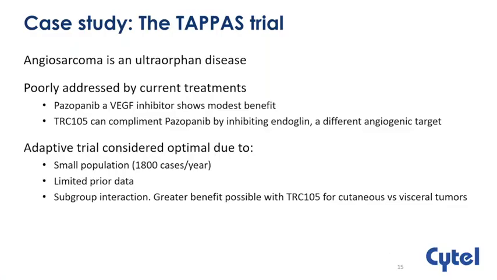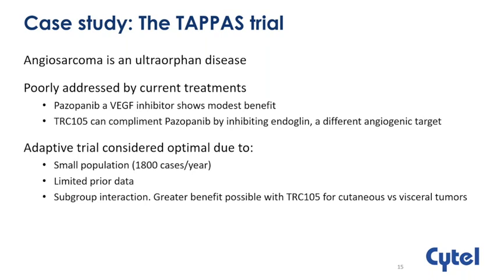We're going to see this in a case study taken from the area of angiosarcoma, which is an ultra-orphan disease. In this disease, we have a monotherapy which has been used, which is pazopanib, a VEGF inhibitor which shows modest benefit. And then we have the treatment of interest, which is TRC-105, which can be used in combination with pazopanib to see whether or not we can demonstrate superiority of that combination versus the monotherapy.